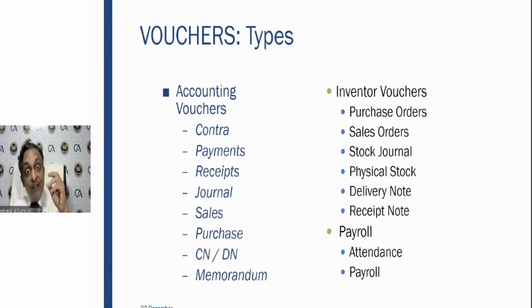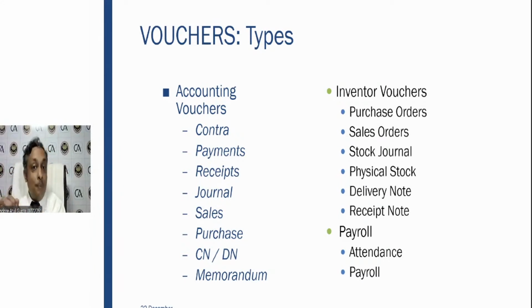Then delivery note. Suppose I'm the seller of the goods, I'm selling the goods to you. When I send the goods to you, I send them in cover of a delivery note, and my invoice goes after that. So I'm delivering the goods. Again, movement of goods. Receipt note, the reverse. My delivery note for my customer becomes a receipt note for the customer. That is how you look at inventory vouchers.